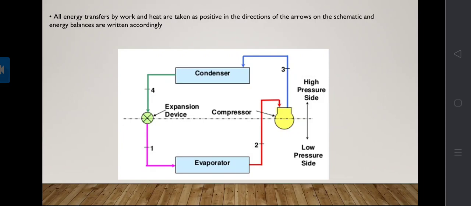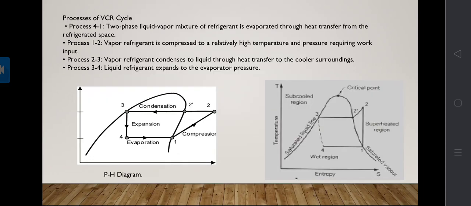Okay, all energy transfers by work and heat are taken as positive in the directions of the arrows on the schematic, and the energy balances are written accordingly in this schematic diagram. Now again, these processes are given here: 4 to 1, where the two-phase liquid-vapor mixture of refrigerant is evaporated through heat transfer from the refrigerated space.